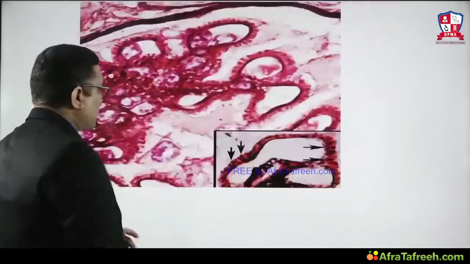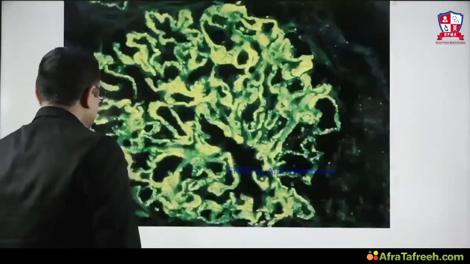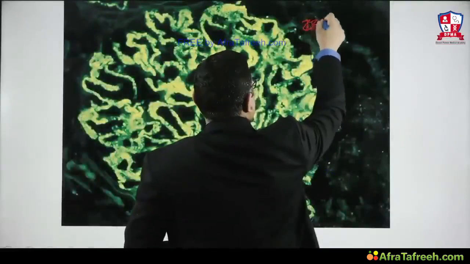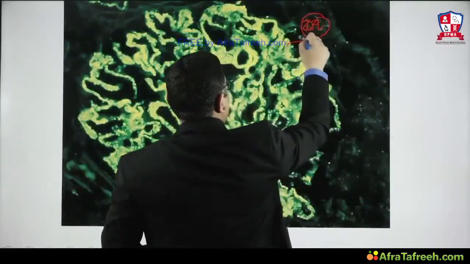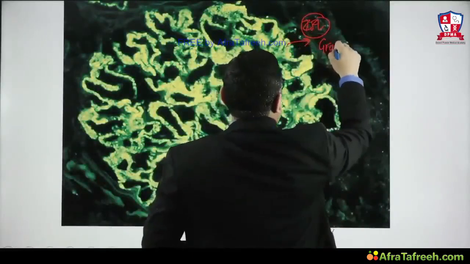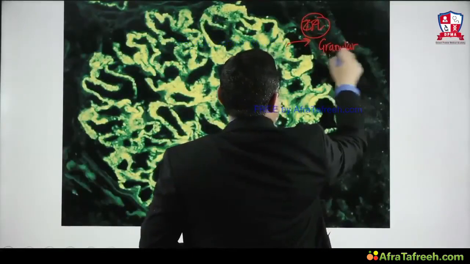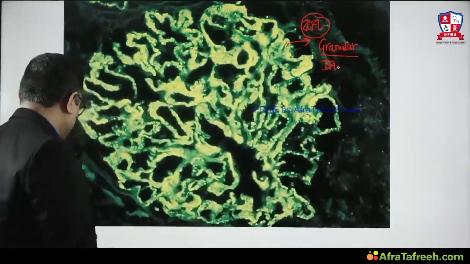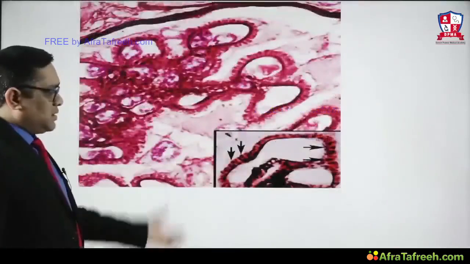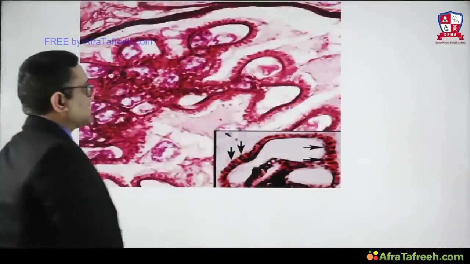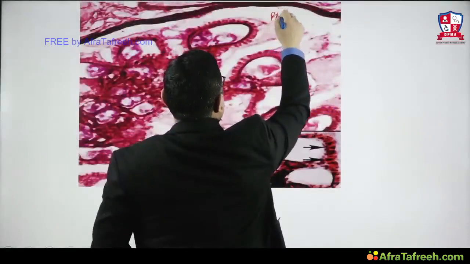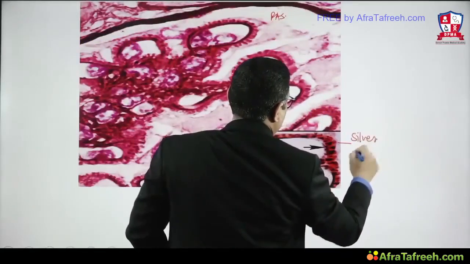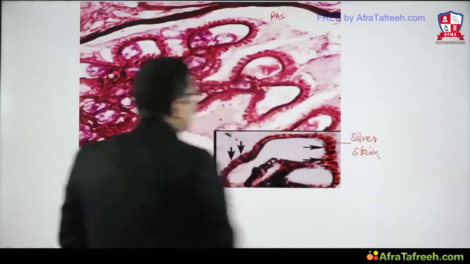So immune complex is there, and that is why when you see the immunofluorescence microscopy of membranous glomerulonephritis, it will be granular, right? They will have granular immunofluorescence because of immune complex mediated pathology. And when you see the light microscopy with special stain, this is the PAS stain, and this inset is called silver stain. So these are the two stains, light microscopy with two special stains.